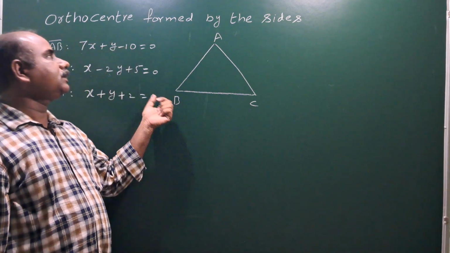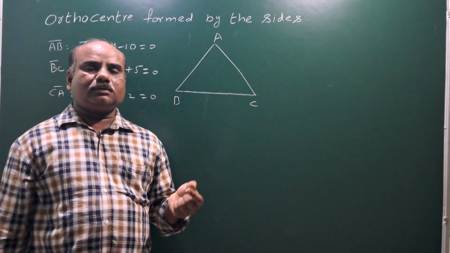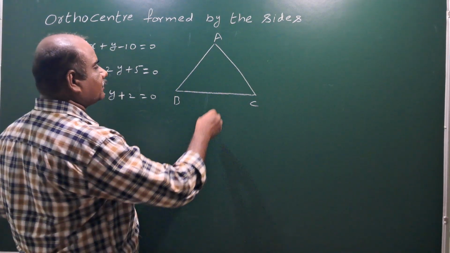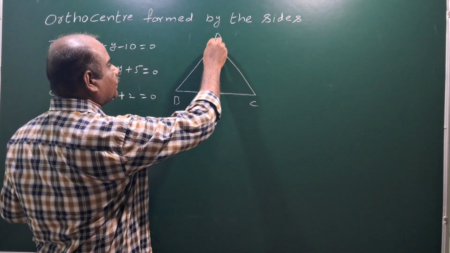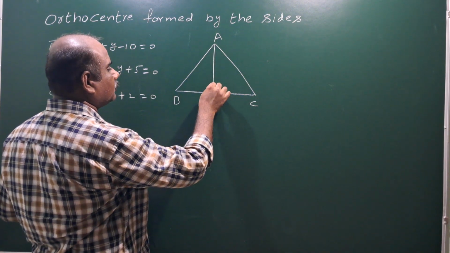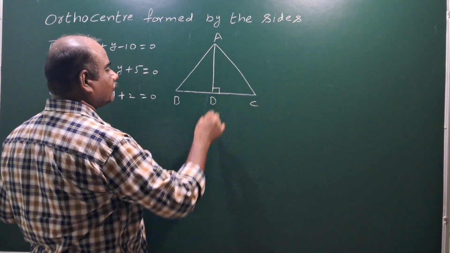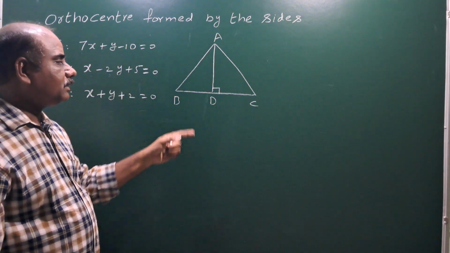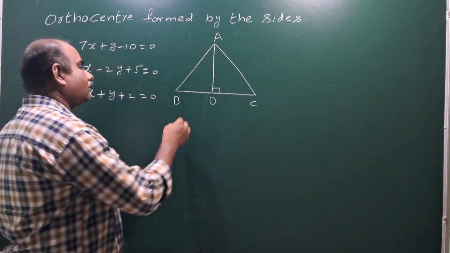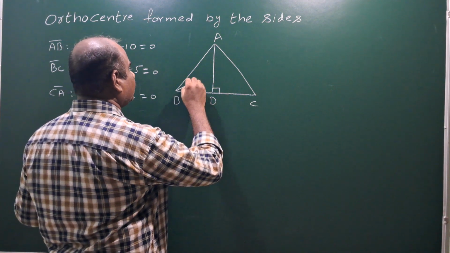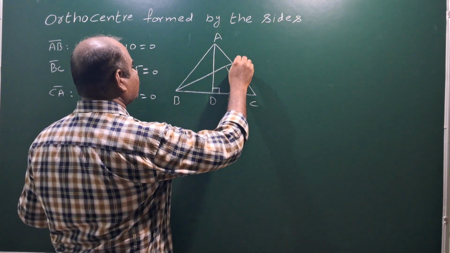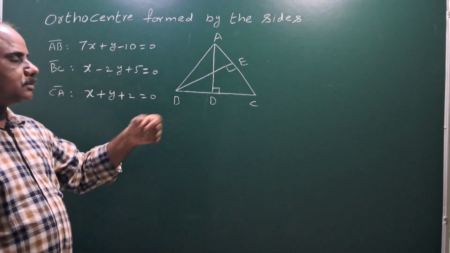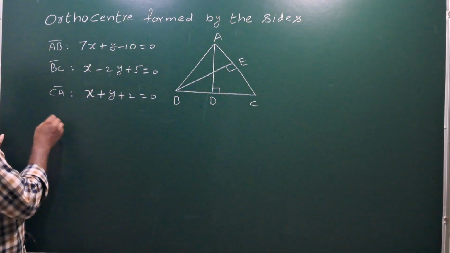to find the orthocenter we need two altitudes. So let us take two altitudes like this. Draw a perpendicular from A to BC, and let us say this is AD. Draw another perpendicular from B to AC, and let us say this is BE. Now these two altitudes are perpendiculars to the opposite sides.